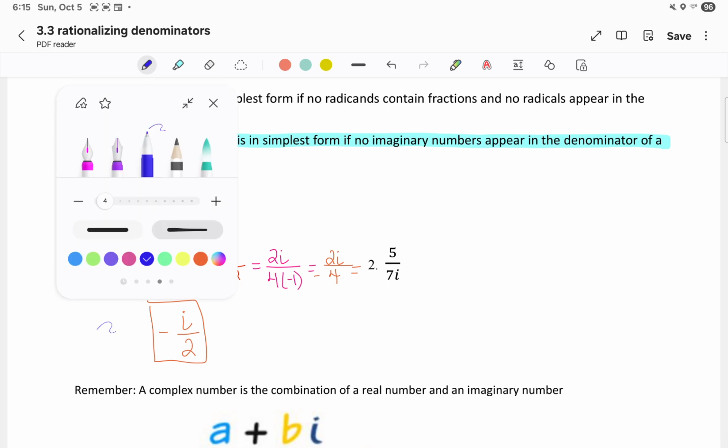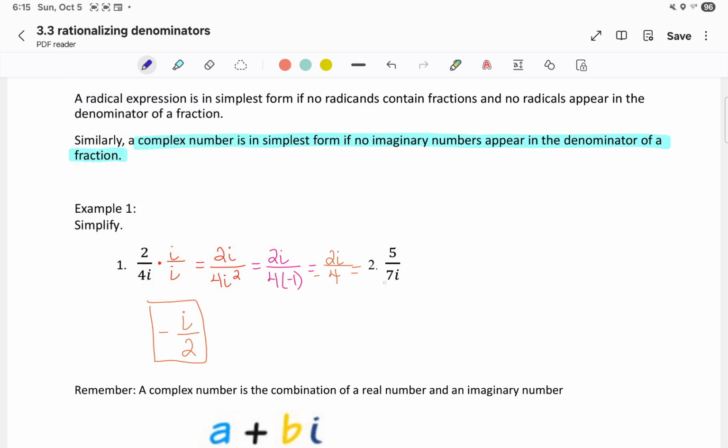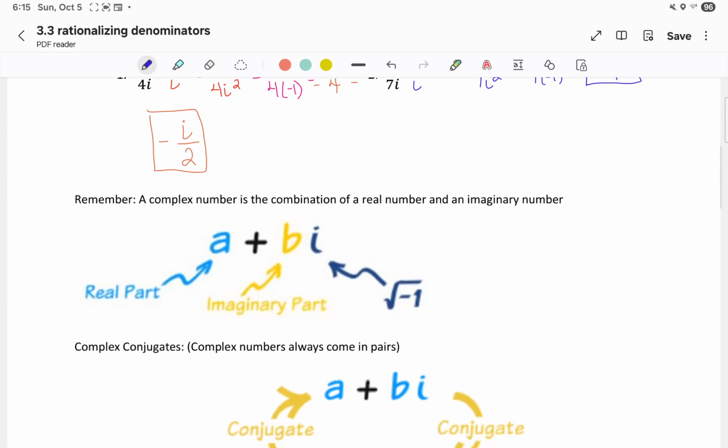So we're going to go ahead and try this again on number 2. So we have a monomial in the denominator. So we're going to multiply by i over i. And this gives us 5i over 7i squared. And so that leaves us with 5i over 7 times negative 1. And that leaves us with negative 5i over 7. And so we have i out of the denominator, so that one's all done.